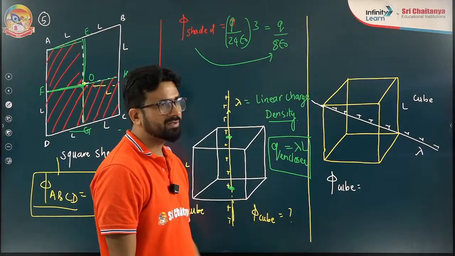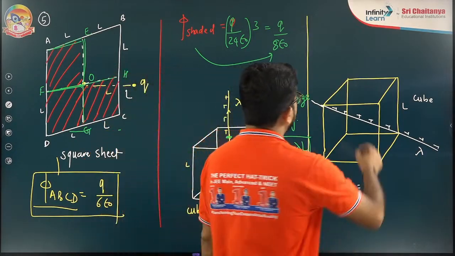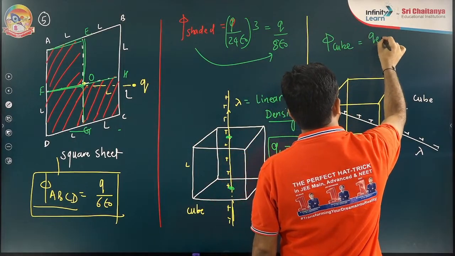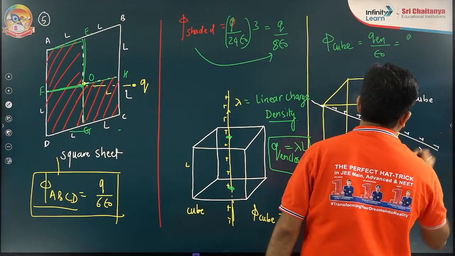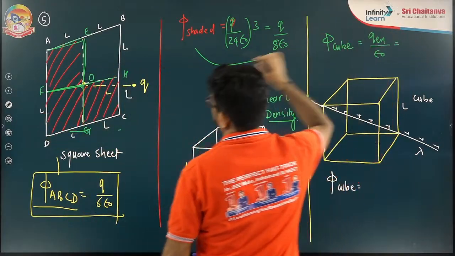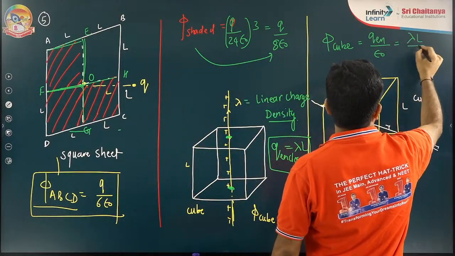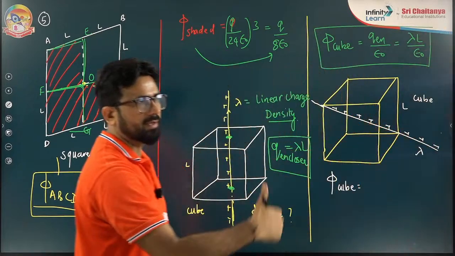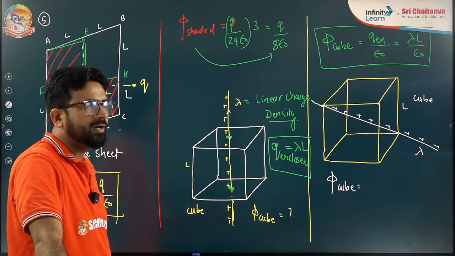Now directly you can write the flux. Flux due to the cube is equal to Q enclosed divided by epsilon. That means it is lambda L divided by epsilon. This is the flux associated with the cube. Is it clear to you?